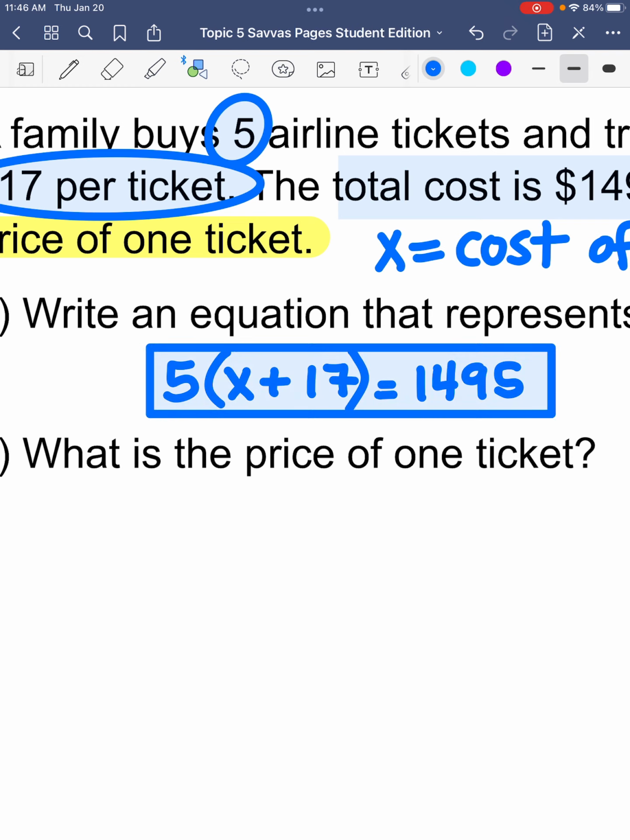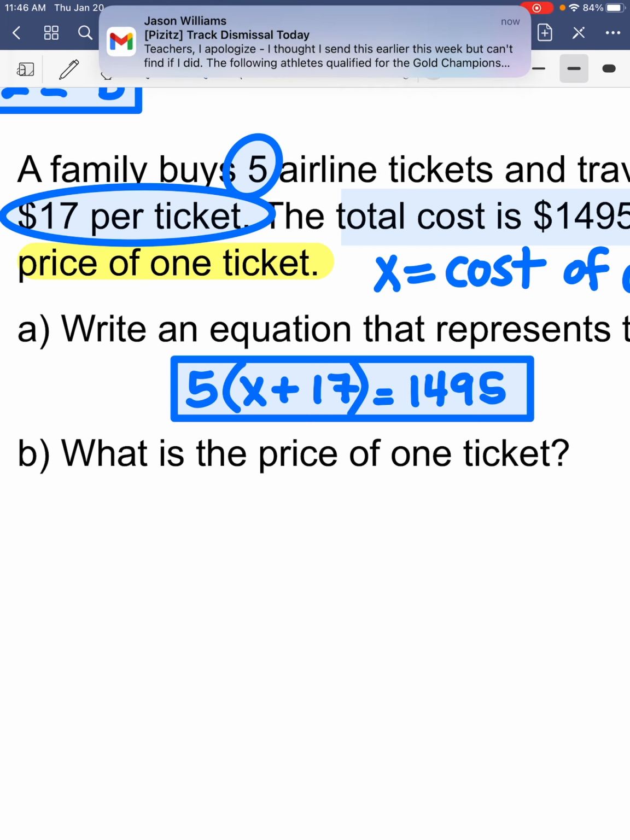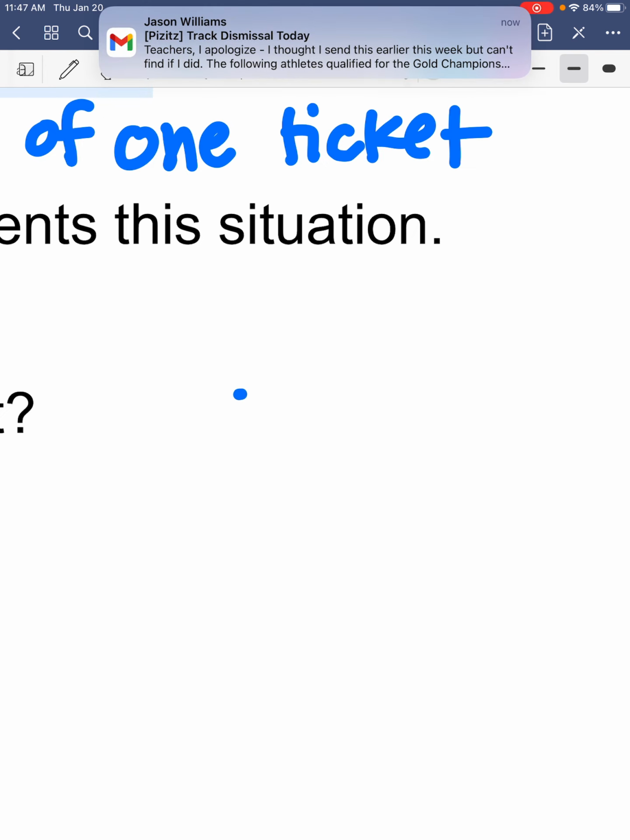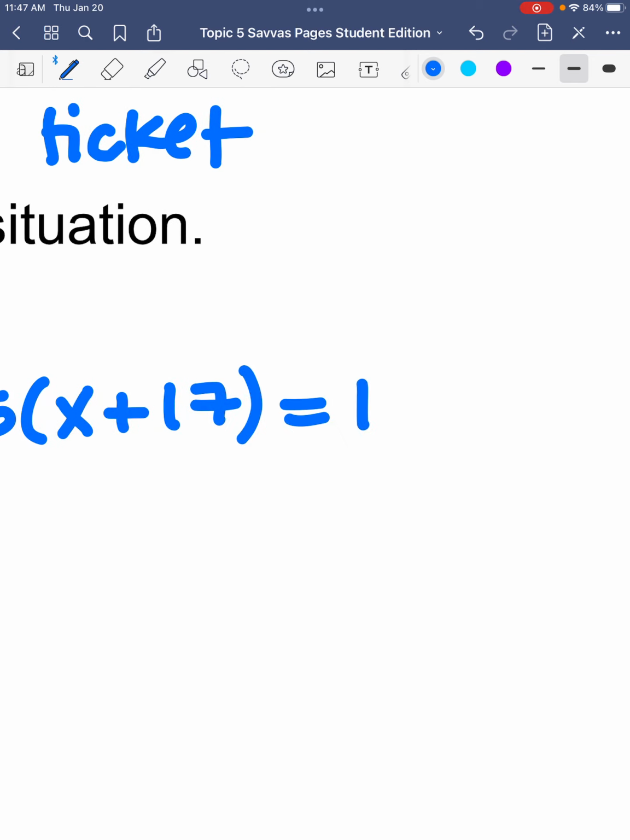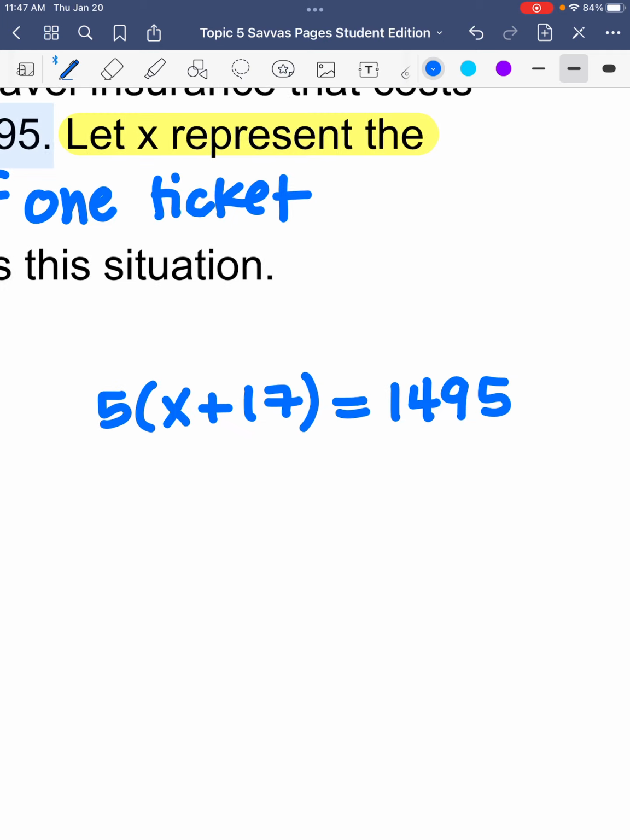Now I need to solve that equation to answer part B. What is the price of one ticket? So I'm just going to rewrite it over here. We have 5 times (X plus 17) equals 1,495. Okay, so we're going to use the distributive property. So I'm going to multiply 5 times X, which is 5X. And then I'm going to multiply 5 times 17. And if I put that into my calculator, I get 85.